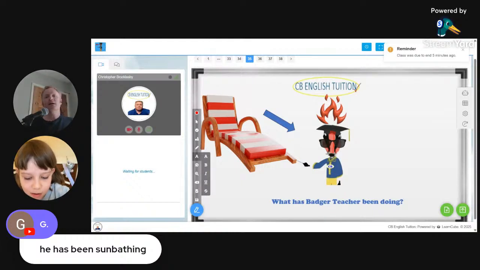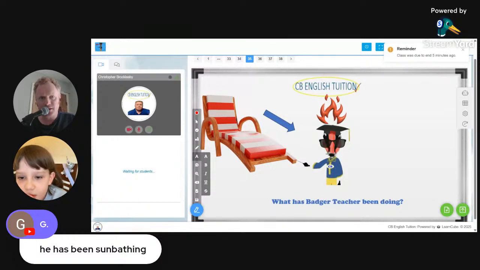So then Badger, why is that? You lie in the sun because you want to get a suntan. Do you know what a suntan is? Yes. Yeah, it's when your skin changes. It goes a more brown color in the sun. But Badger, did he get a suntan? Well, not really. He has burnt himself. He's gone red. And that's what usually happens to me when I lie in the sun.